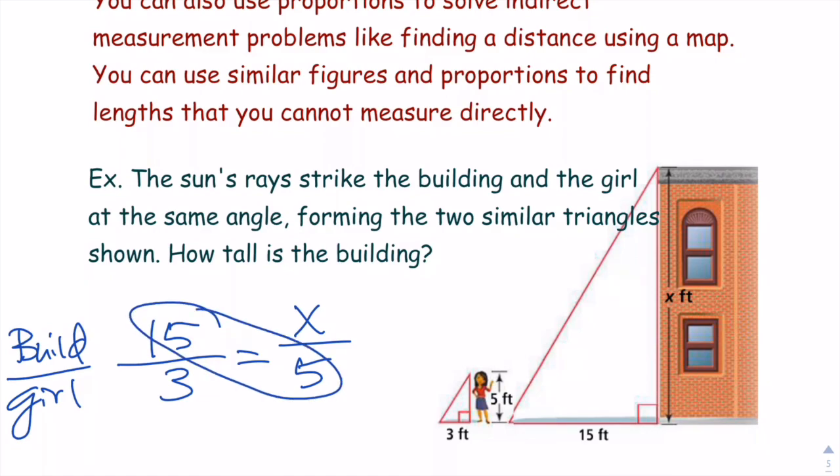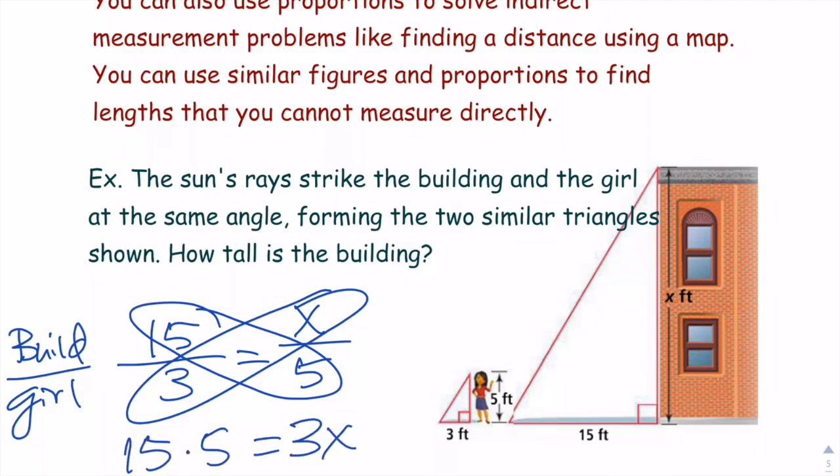Now I'm setting up my cross products to solve this proportion. I have 15 times 5 equals 3 times x. When I take 15 times 5, I get 75 equal to 3x. Using inverse operations to solve for x, I then get x equals 25 feet. Remember, it's a story problem, so you should include a label. The height of that building is 25 feet.